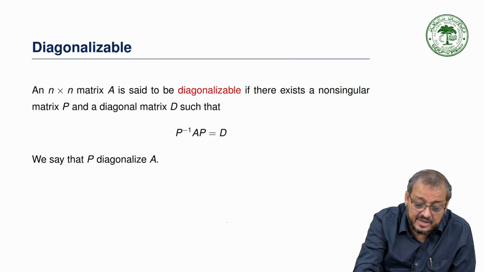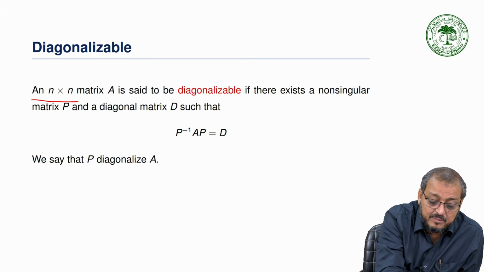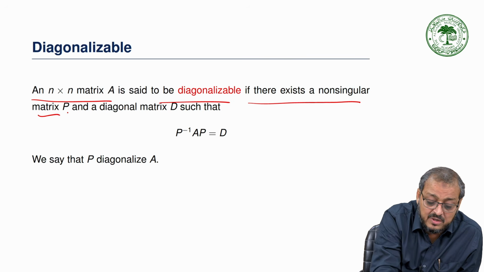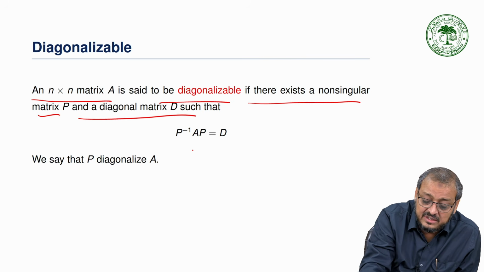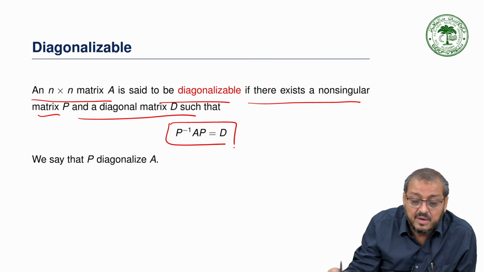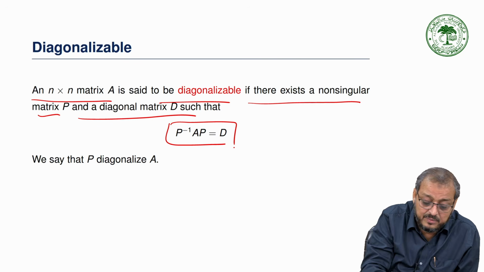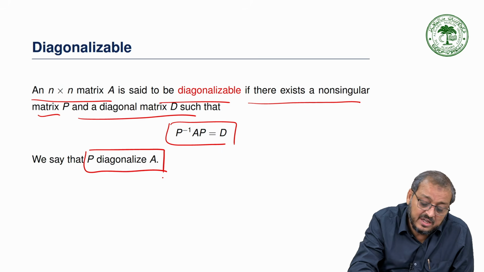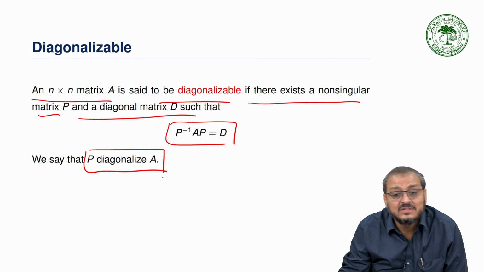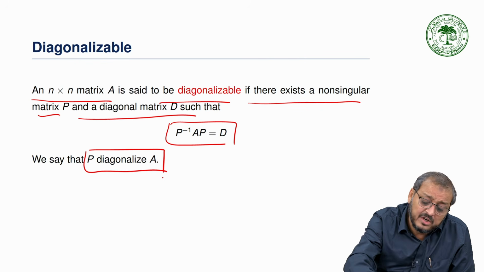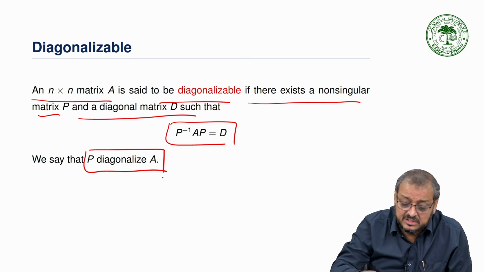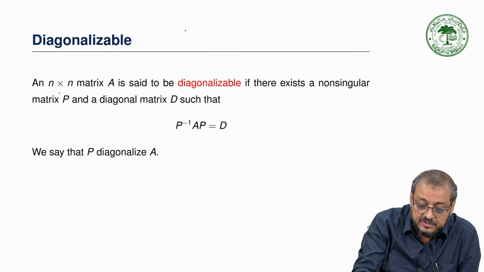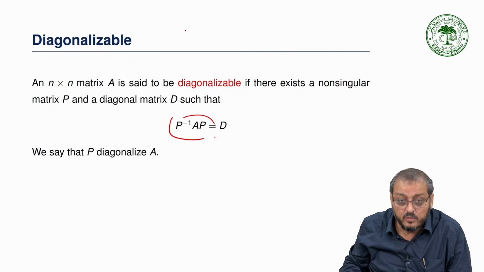Okay, so diagonalization: an n by n matrix is said to be diagonalizable if there exists an invertible matrix P and a diagonal matrix D such that P inverse A P can be written in the form of D. We say that P diagonalizes A, because A is similar to D, or D is similar to A. So this is the definition of diagonalizable. Now we have an example.